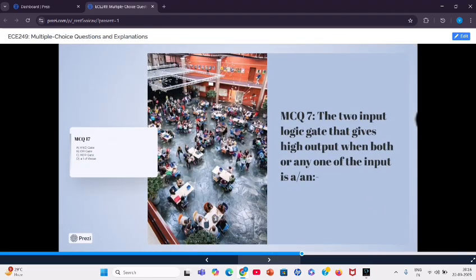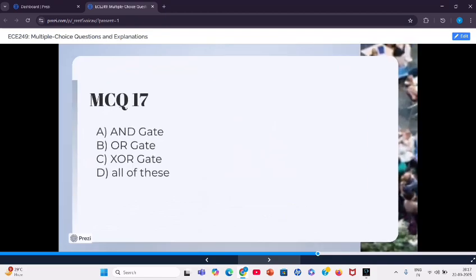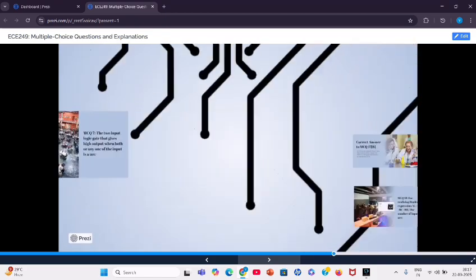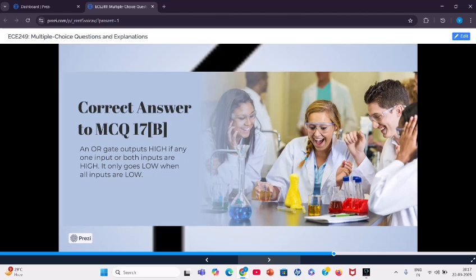Moving on to the 17th question. The two input logic gate that gives high output when both or any one of its inputs is high is. Options are option A, AND gate, option B, OR gate, option C, NOR gate, option D, all of these. So the required answer for this question is option B, which is OR gate. An OR gate outputs high if any one input or both inputs are high. It goes low only when all inputs are low.